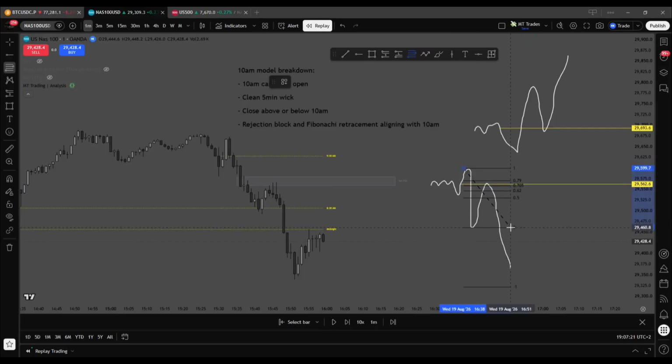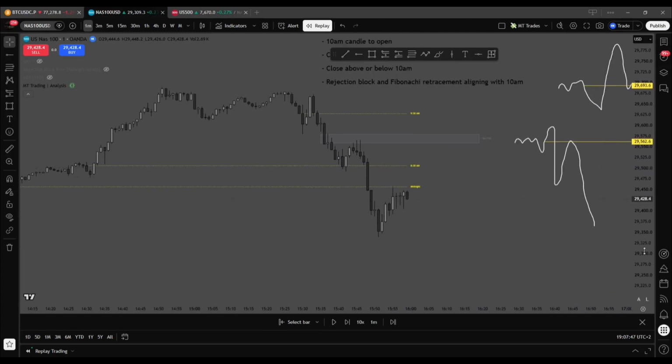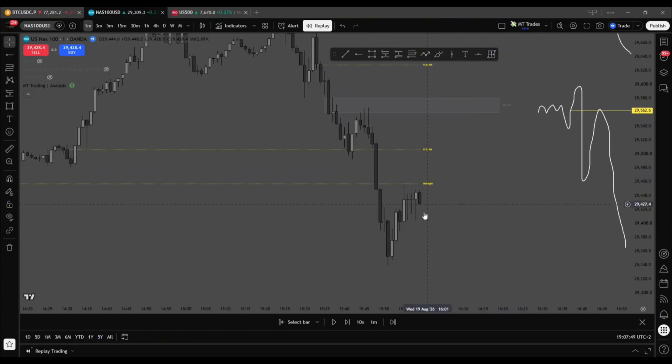Then the Fibonacci tool, in a short setup, we take it from the high to the low, and the 10 a.m. key open line needs to align between 0.5 and 0.79 levels. The same for a long setup, from the low to a high, between 0.5 and 0.79. Now I will show you a real example of the trade on the chart that I personally took and how you could have taken it as well.